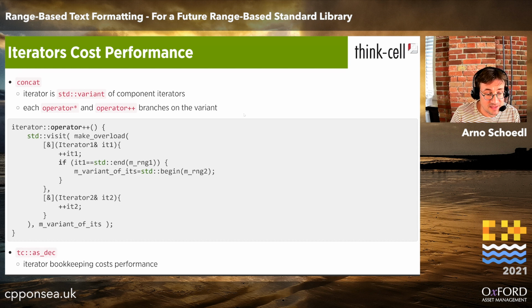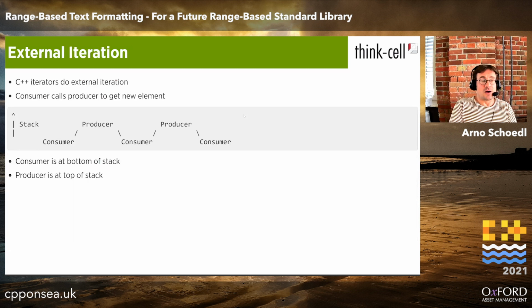Now, with TCS DEC, it's actually quite similar, because if you want to implement this as an iterator, the bookkeeping that's required to spit out the characters one by one, each time operator ++ and operator star are called, also costs you performance. It would be much nicer if you could just output these characters one after the other in a single loop. And we'll see how we can improve that. Now, C++ iterators do external iteration.